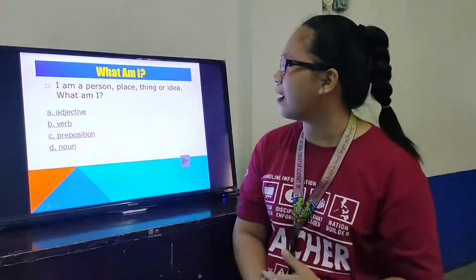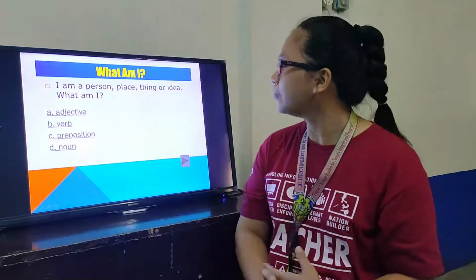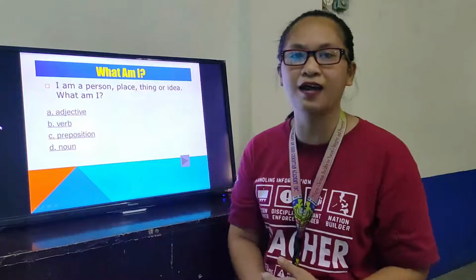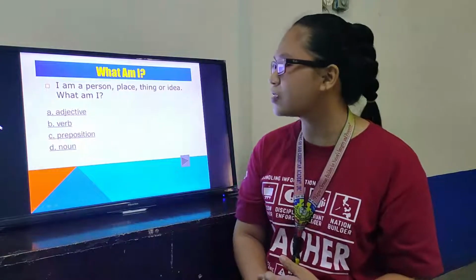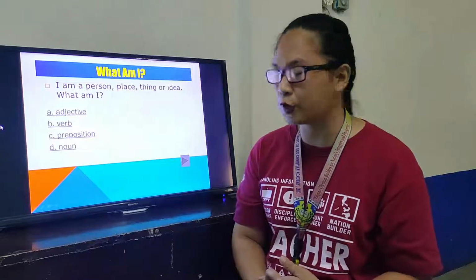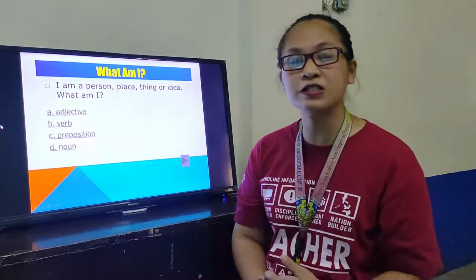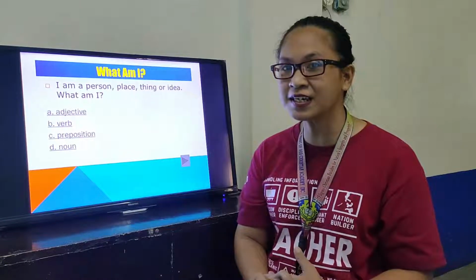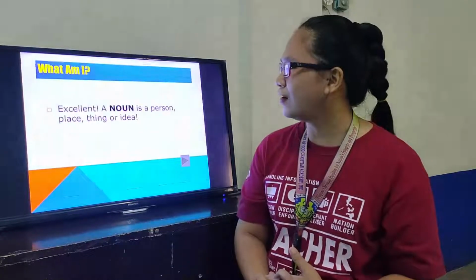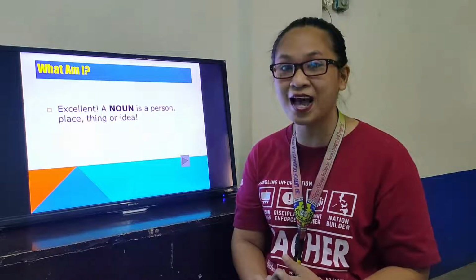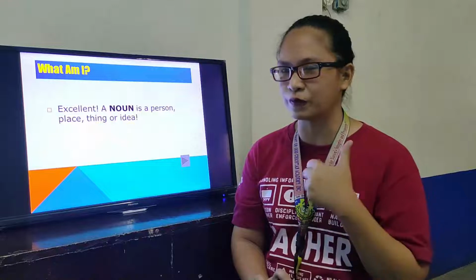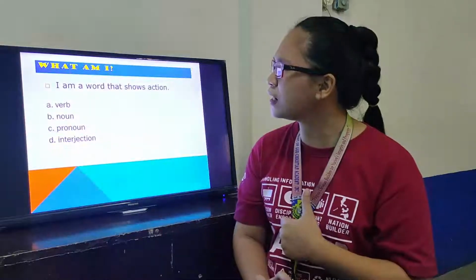What am I? I am a person, place, thing, or an idea. What am I? Is it A, adjective, letter B, verb, letter C, preposition, or letter D, noun? 5 seconds. Okay, good job. The correct answer is noun. All right, very easy for you. Now let's move on to the next one.